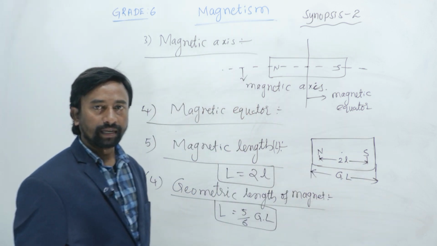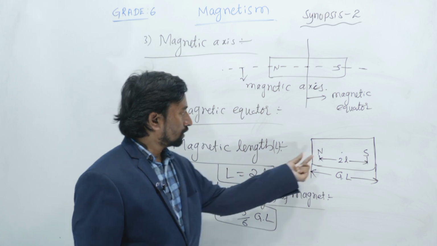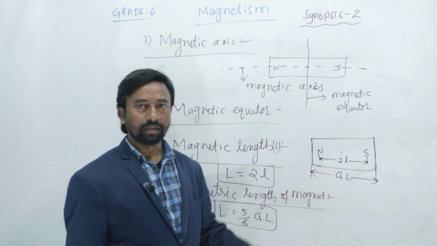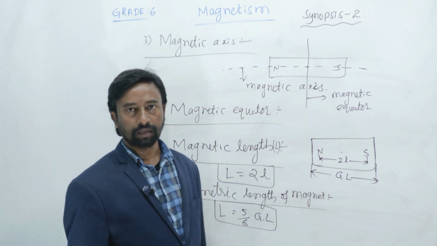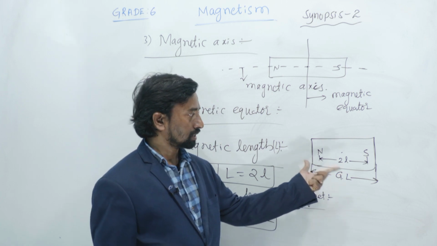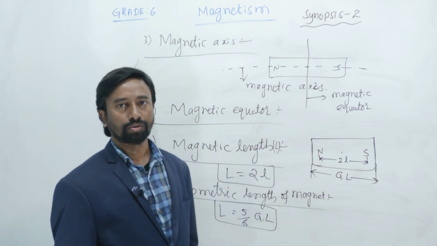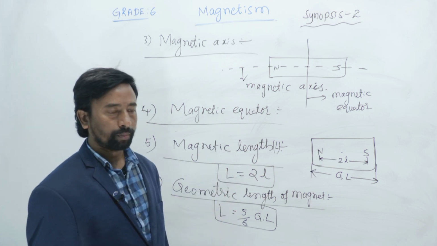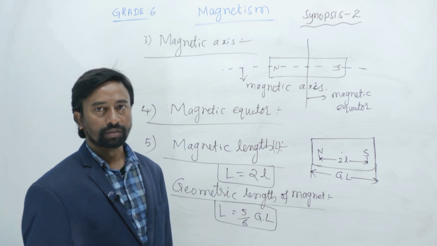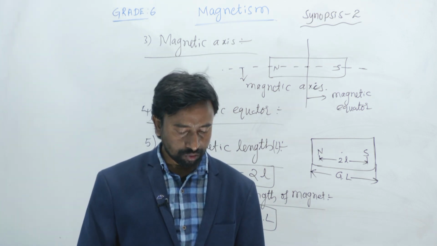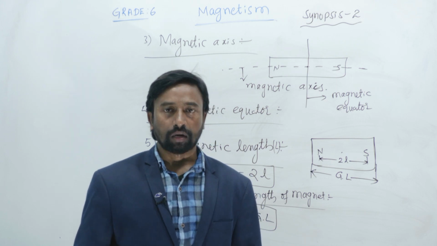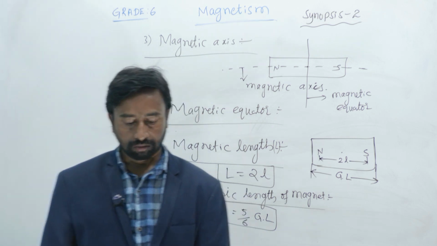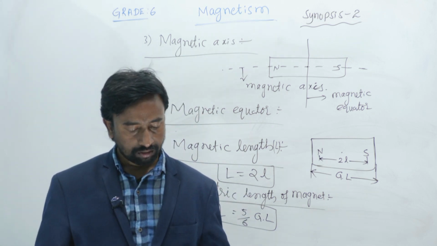Magnetic length is the distance between the north pole and the south pole, and the geometric length is simply the length of the bar magnet, the distance between the edges of the bar magnet along the magnetic axis. The relation between the magnetic length and the geometric length is L equals 5/6 times the geometric length. So this is about synopsis 2. Clear now? Next we are going to see synopsis 3.